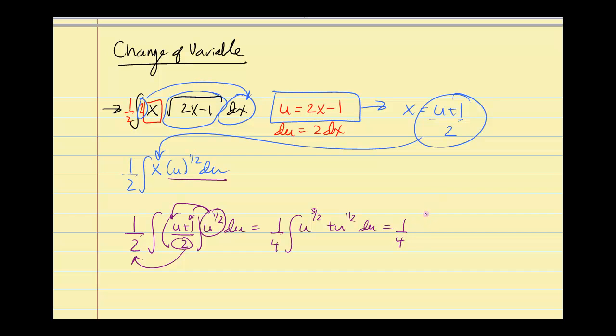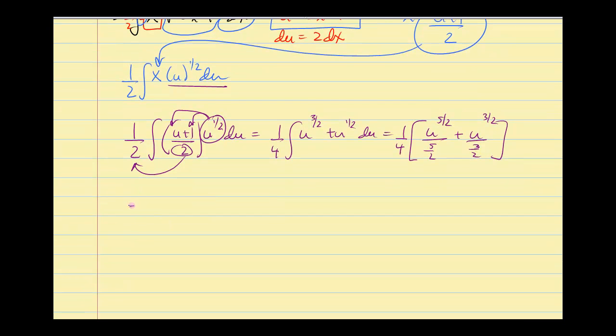Now I have my good old power rule: add 1, divide by the sum. I'm going to leave the 1/4 out front, and I want to make sure it distributes, so I'm going to put up a big set of brackets. So I end up with u to the 5/2 divided by 5/2 plus u to the 3/2 divided by 3/2. I'm going to simplify the heck out of this thing. So 1/4 clear out front, because I'm going to factor this, so there's no reason to distribute that 1/4. I'll have 2/5 u to the 5/2 plus 2/3 u to the 3/2.